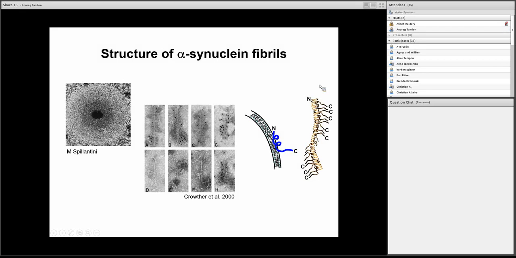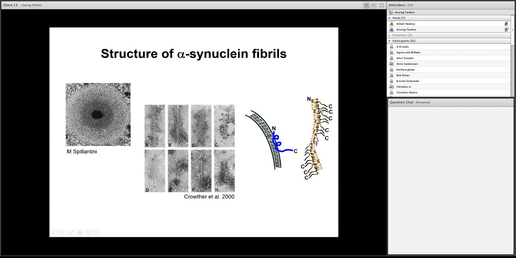And what's really interesting about this is that the amino terminal half, or the first half of the molecule where the mutations are, is also important for membrane binding. So the same sequence which is involved in membrane binding is involved also in forming this fibril structure. And we know that there is some sort of structural change, and I'm going to refer to it as misfolding of alpha-synuclein that goes from this alpha helical structure to this fibril structure, which we refer to as beta sheet.